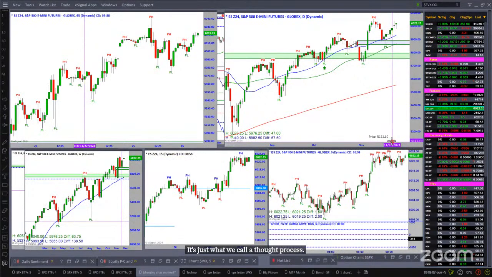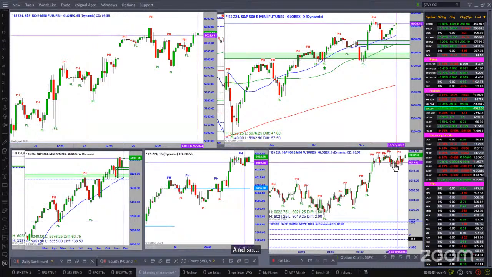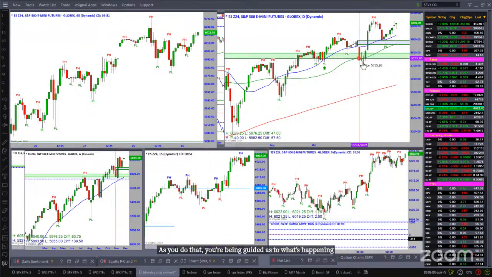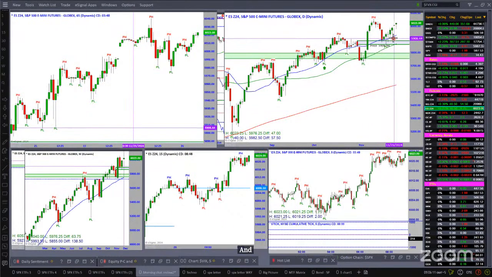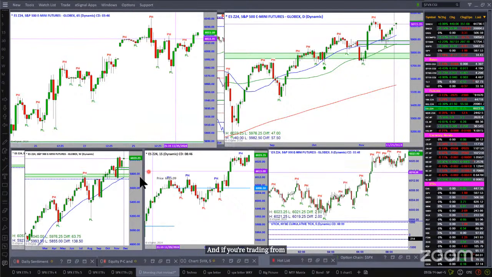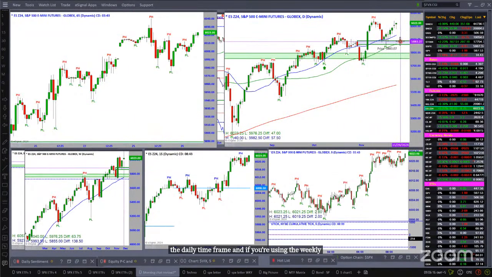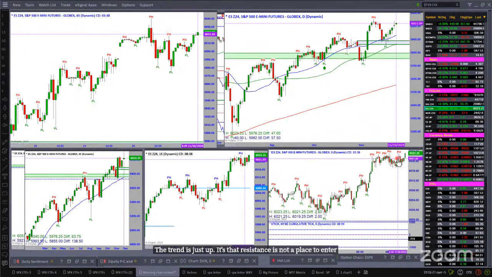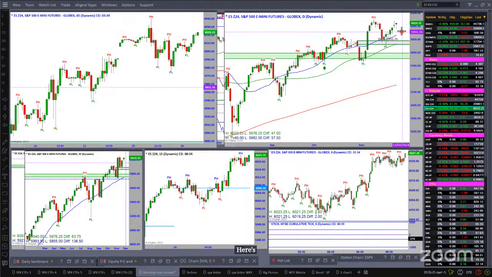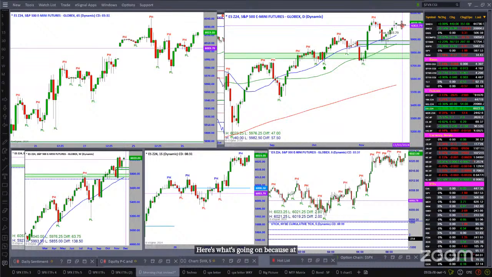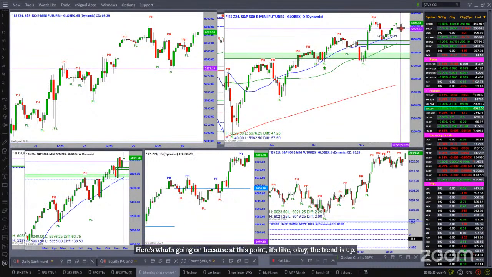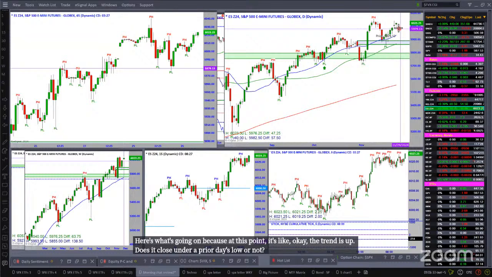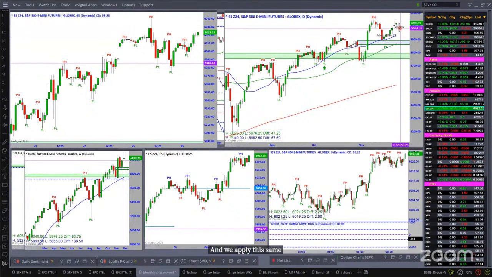And as you do that, you're being guided as to what's happening in multiple time frames. And if you're trading from the daily time frame, and if you're using the weekly, the trend is just up. It's at resistance. It's not a place to enter, and this is meaningless to you. Because at this point, it's like, okay, the trend is up. Does it close under a prior day's low or not? And we apply this same analysis to whatever we're looking at.